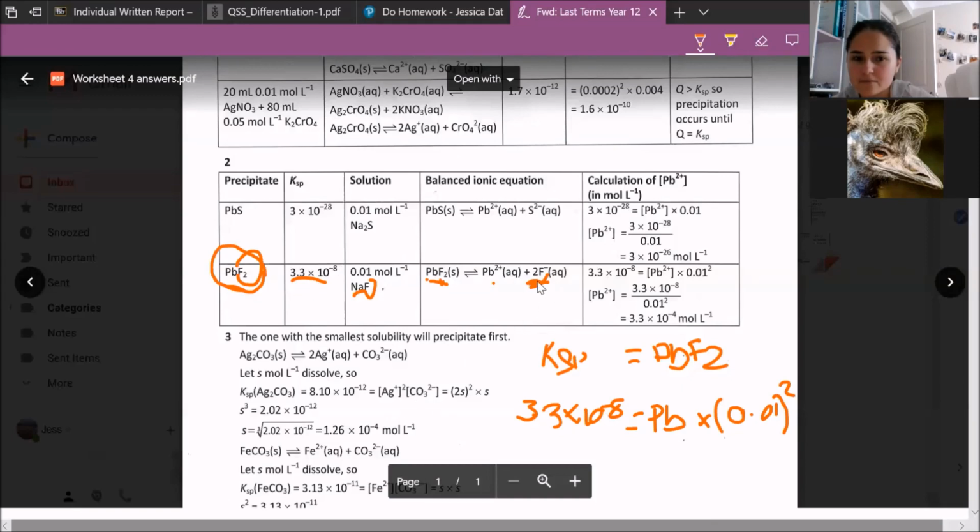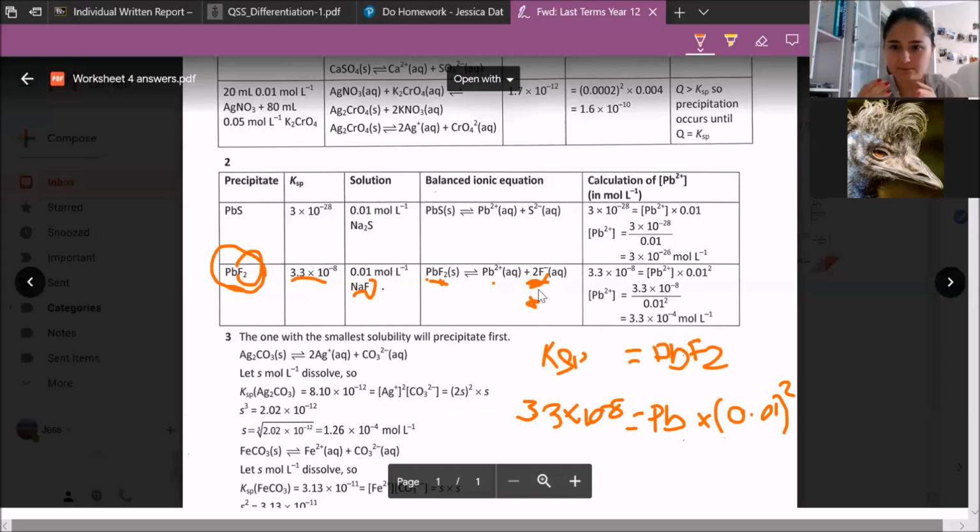Is it because there's 2? Perfect. On that. Yeah. So remember, if there's a number in front of your element or your compound, so in this situation it's an element, you've got fluoride, you're going to bring it up as a power. So let's say if there was 3 fluoride in the equation, you would make it cubed. You would make it 0.01 cubed. Does that make sense?